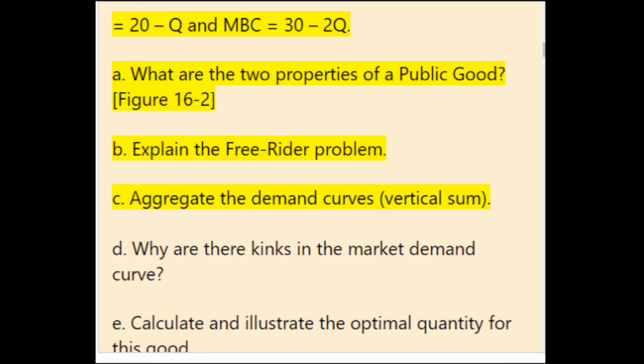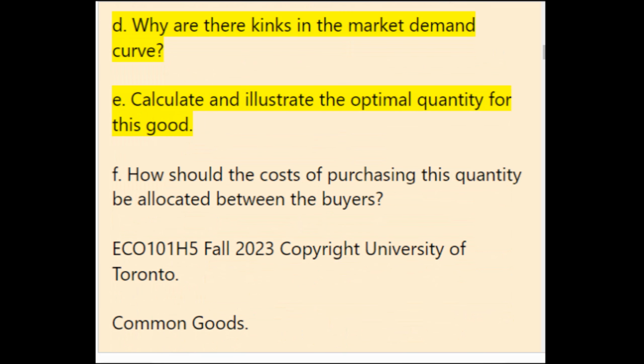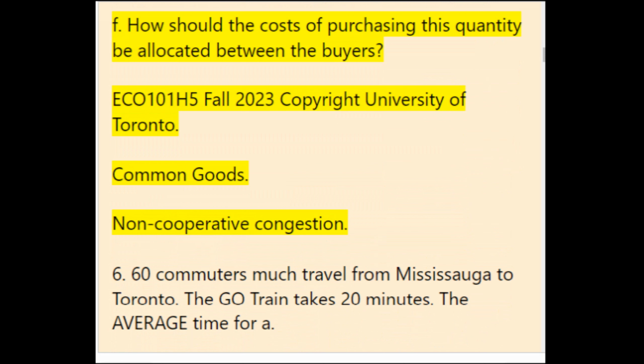C. Aggregate the demand curves, vertical sum. D. Why are there kinks in the market demand curve? E. Calculate and illustrate the optimal quantity for this good. F. How should the costs of purchasing this quantity be allocated between the buyers?